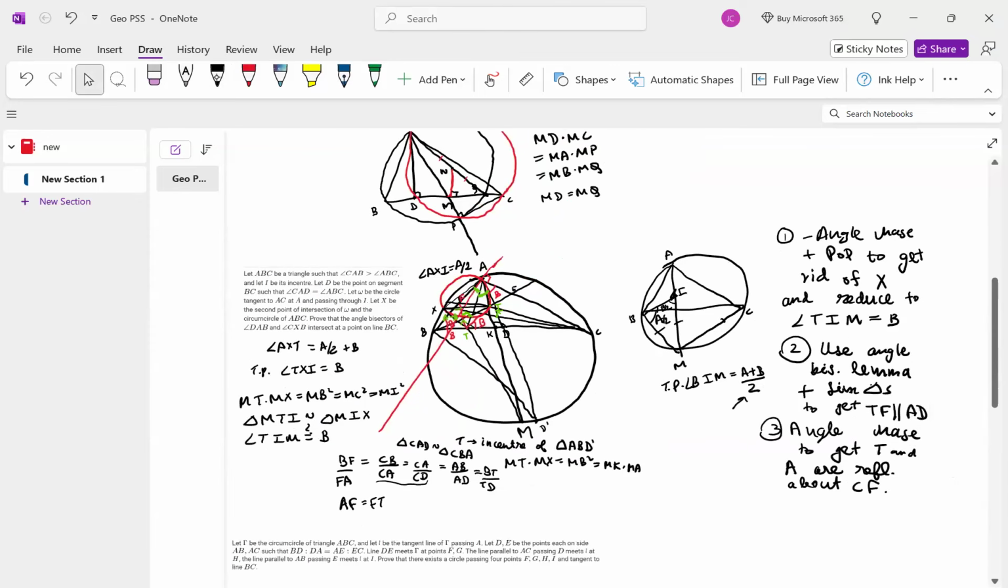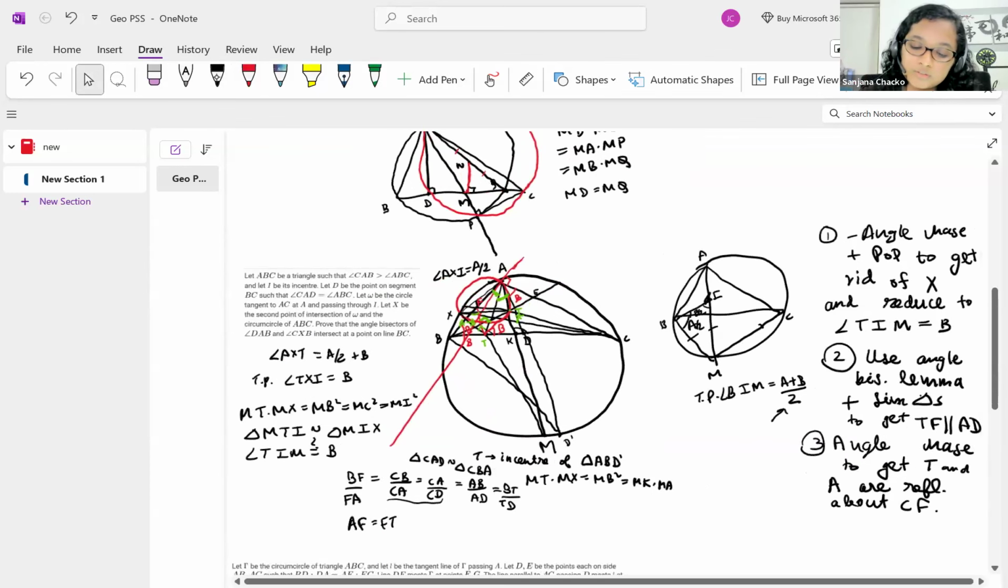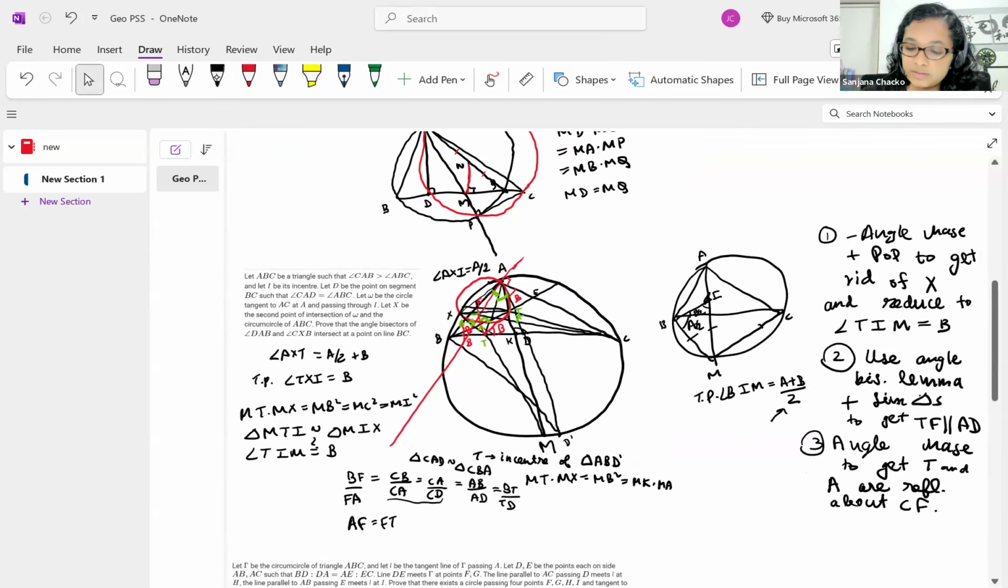Did we ever actually use triangle MTI similar to triangle MIX? Yeah, so we got it to proving that TXI is B, but then we used the similarity to show that it's enough to prove TIM is B.